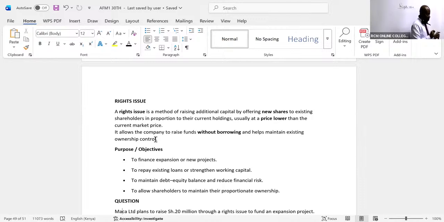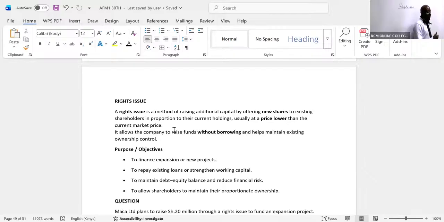But under rights issue, you as an existing shareholder will be able to have additional shares, new shares at a discounted price. So it's a method of raising additional capital by offering new shares to existing shareholders, usually at a price lower than the current market price.